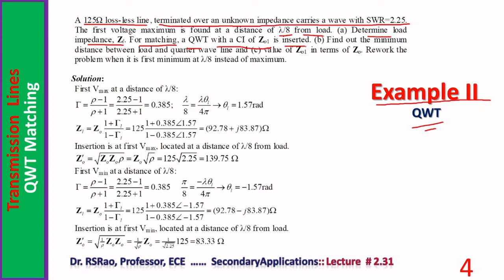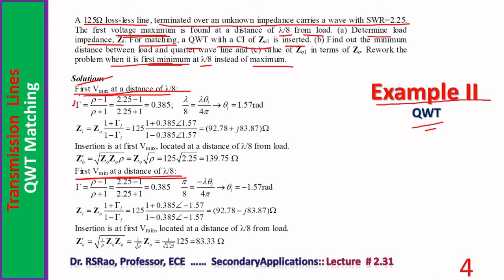Find out the minimum distance between the load and the quarter wave line, and the value of Z01 in terms of Z0. Rework the problem when the first minimum is at lambda by 8 instead of the maximum. Now the solution. First we consider the voltage maximum Vmax at a distance of lambda by 8. First we consider this case, then we go for the first V minimum at a distance of lambda by 8.